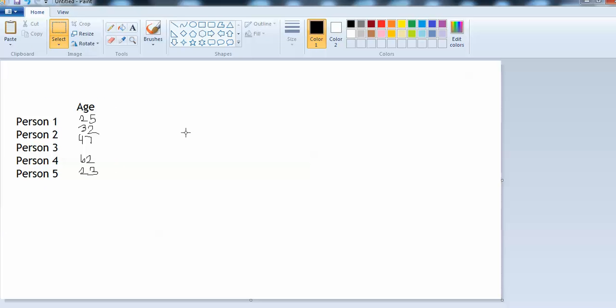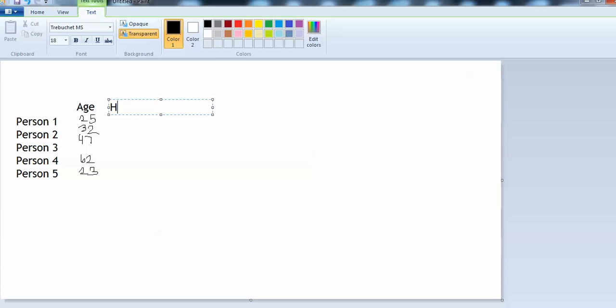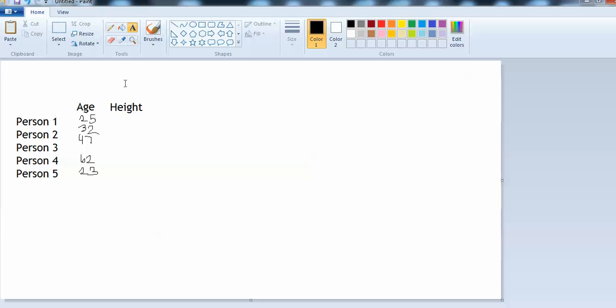So I said age is a variable because we can see right here that different people are giving us different ages. What if we wanted to record both the ages and the heights of 5 people? So each person is going to tell us his or her age and his or her height, maybe height in inches.